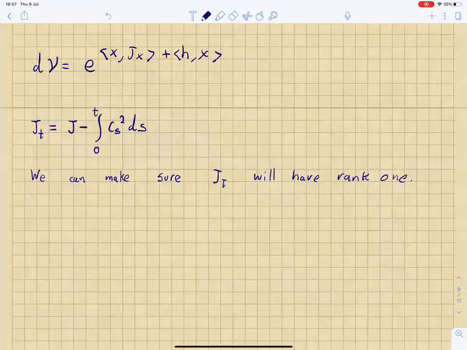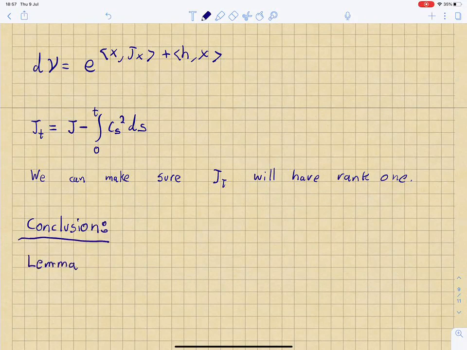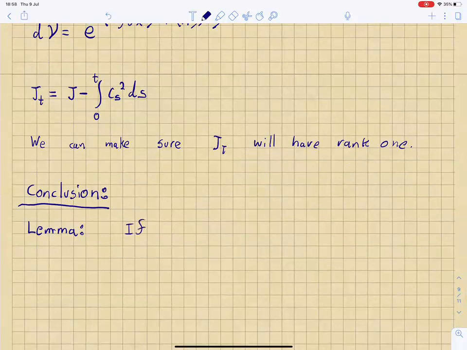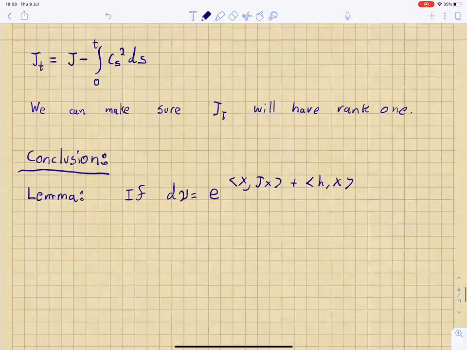And this implies, so a conclusion is, well, this needle decomposition lemma analogous to what we saw above. So this is basically the main step in the work with Freddy and Offer. So the lemma basically says the following: if d nu is e to the x j x plus h x, so for any quadratic function like this, and let's also assume that j is positive definite, it doesn't matter because I can always add a copy of the identity and it doesn't change anything. The diagonal terms don't matter.